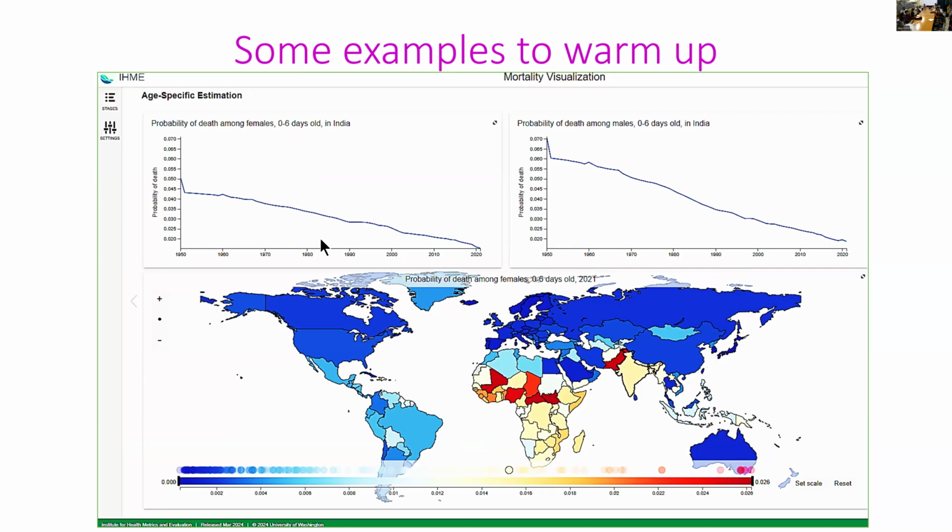But you also notice that the probability of death is more in boys, 0 to 6. For girls, it has come down dramatically, but for boys it has not come down so dramatically. So you can compare two things in the same graph. In the same graph, you can also ask, why are we pointing only at India? What about looking at global data?